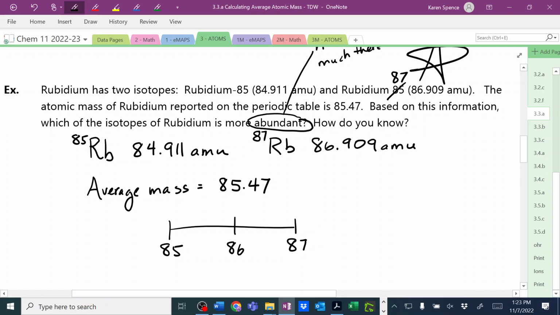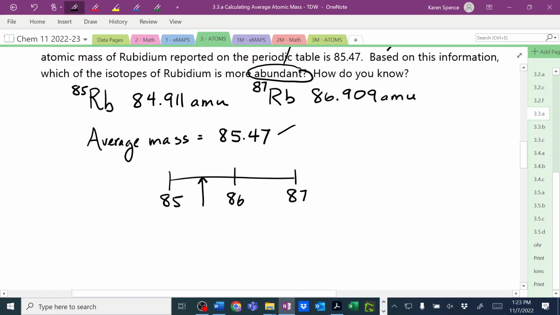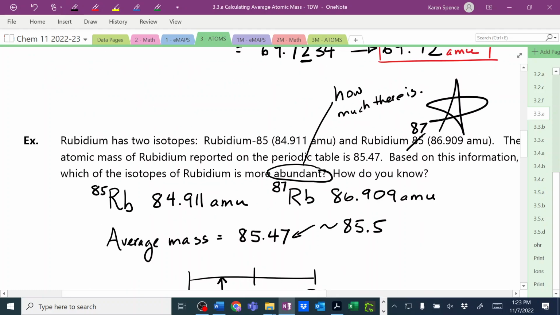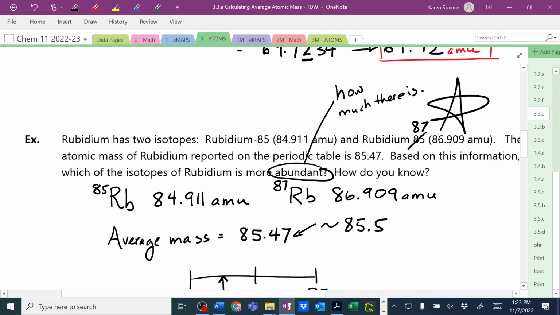My average mass is where, approximately? It's about here, yes? This is approximately 85.5, yes? Yeah, we changed that one. That second one should be 87.